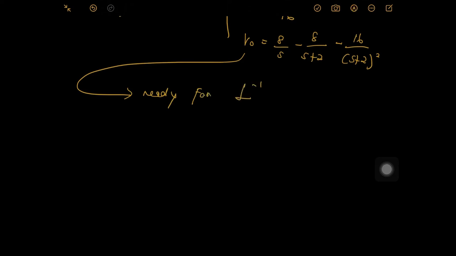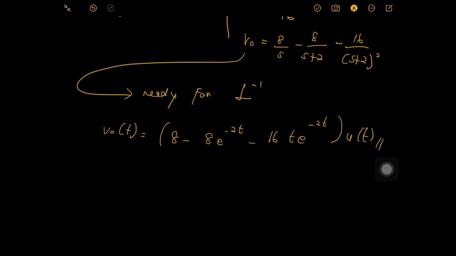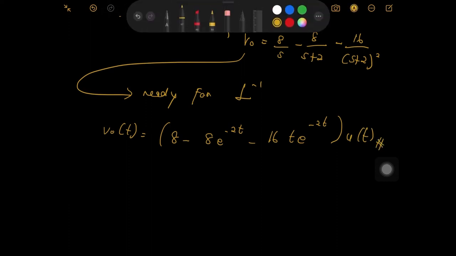After you have found V naught S, what is left is to convert it back to the time domain to obtain V naught T. Here is the process of me doing the inverse Laplace transform. You can obtain the inverse Laplace transform from the table of Laplace transform conversion. Don't forget the U T, guys.